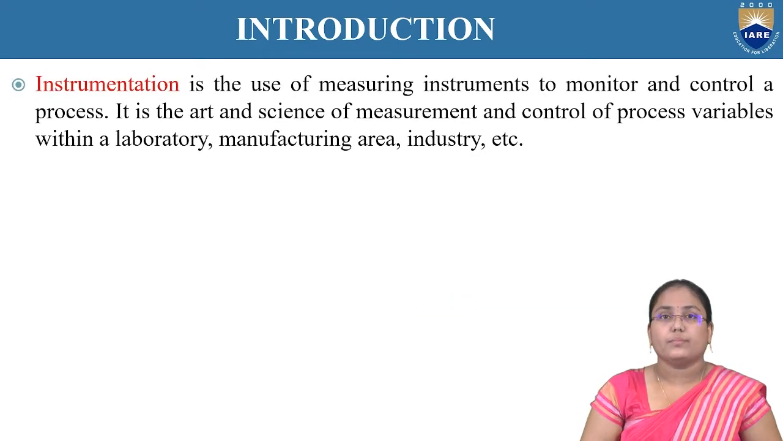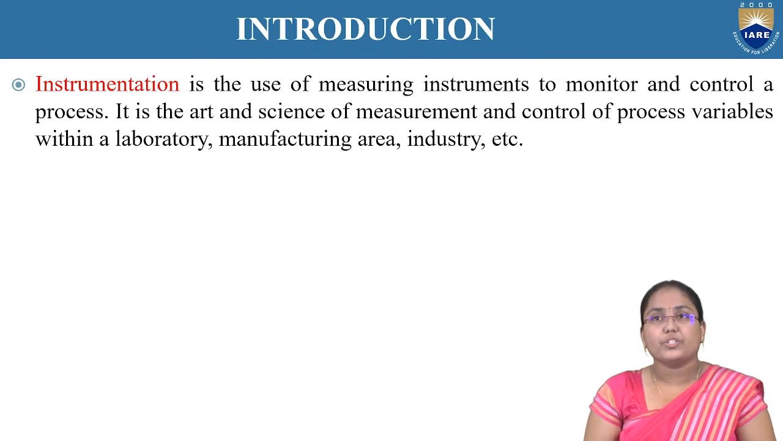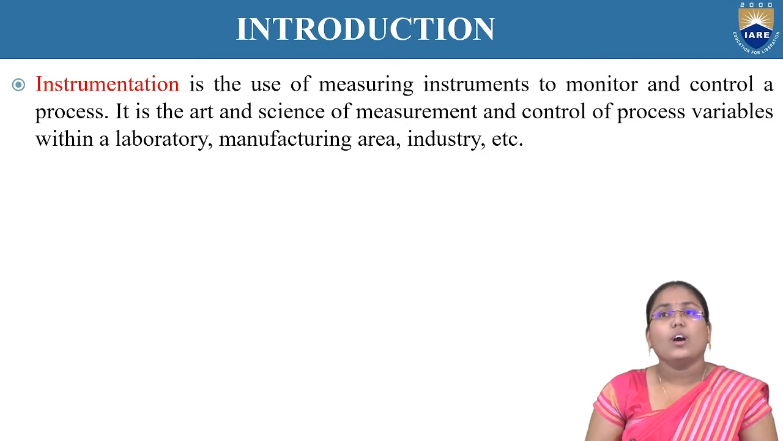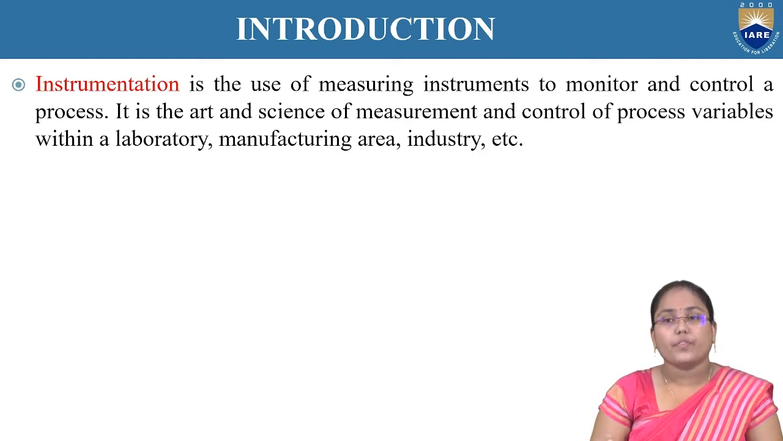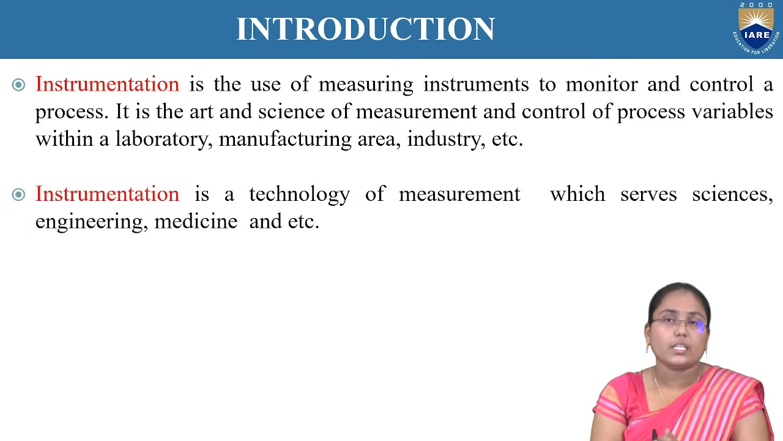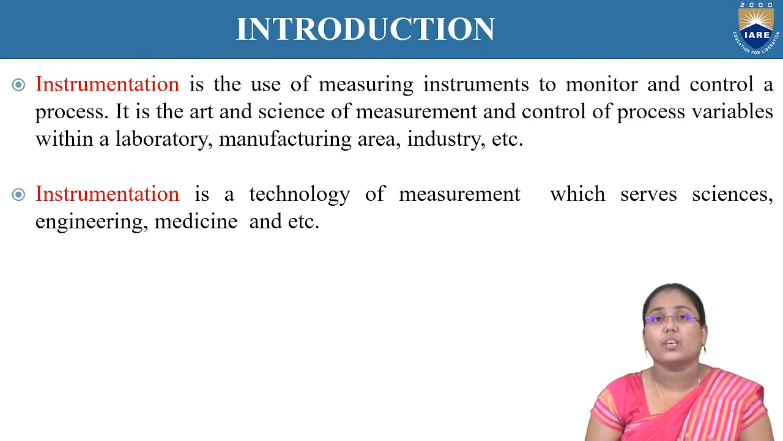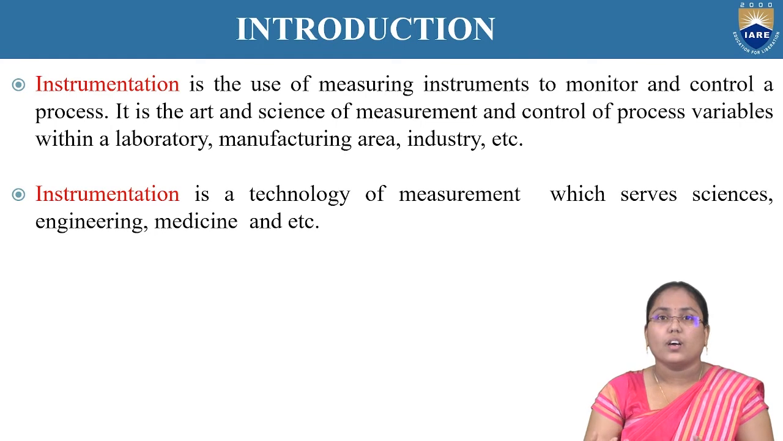So instrumentation basically is the use of measuring instruments to monitor and control a process. It is the art and science of measurement and control of process variables within a laboratory, manufacturing area, industry, etc. So whenever we speak about the term instrumentation, we use different types of instruments in our laboratory, such as oscilloscopes and ammeters.